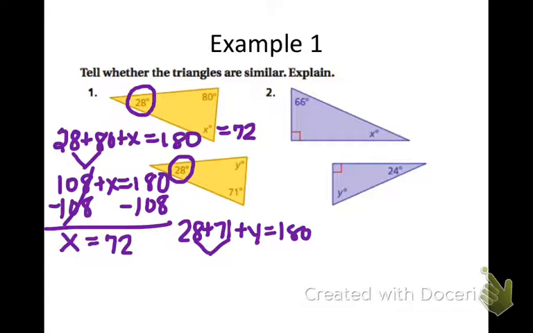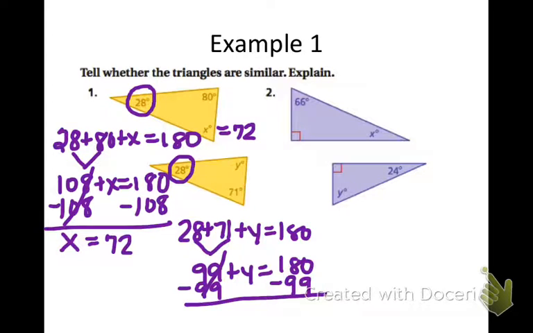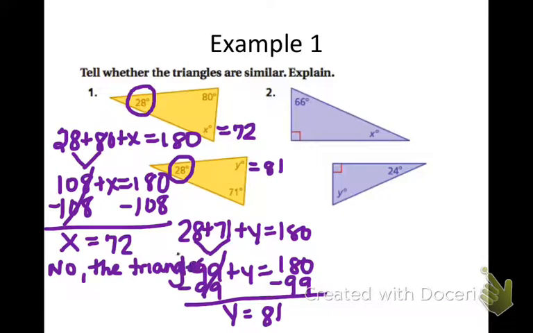Combine the like terms and we get 99 plus y, and I can already tell that it will not, but I'll subtract 99 on both sides, and y in this case is equal to 81. So no, they are not similar because the triangles do not have the same angle measures.